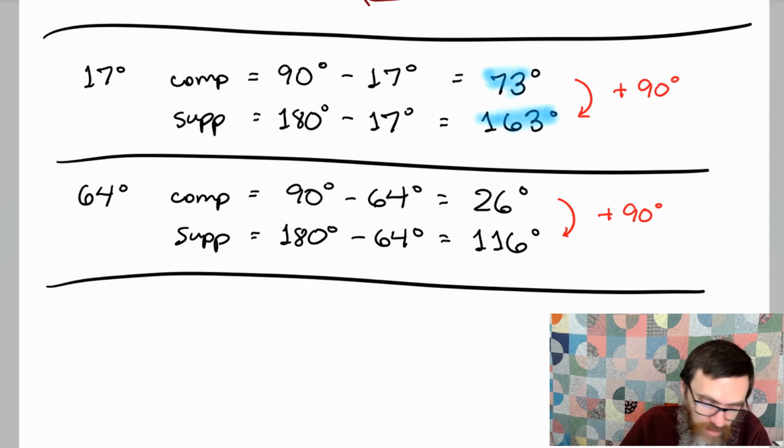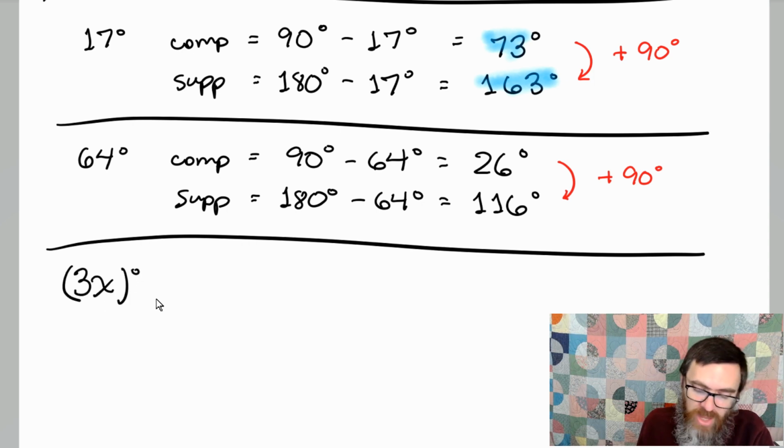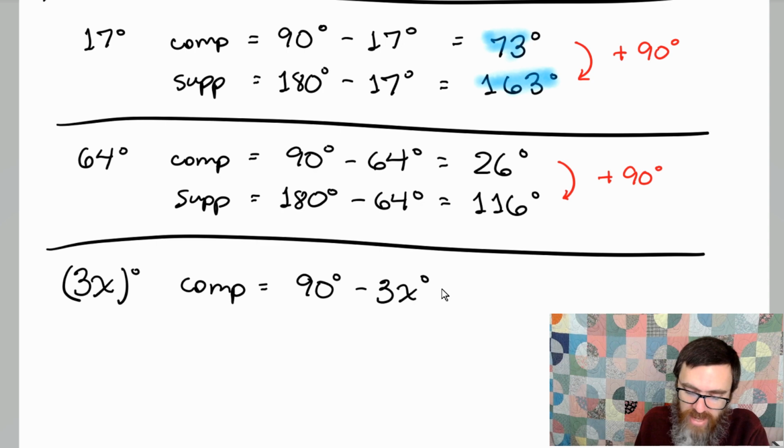Now, what if we make things a little bit more interesting? If I have 3x degrees, look at the pattern that we've established so far with finding the complement and the supplement. So for the complement, that would be 90 degrees minus 3x. And there's not anything else you can do with that. There's nothing to solve. You can't find out what x is. It's just that.